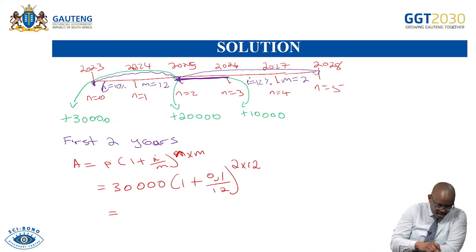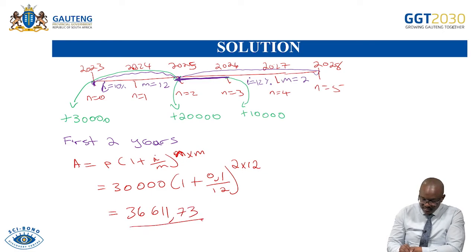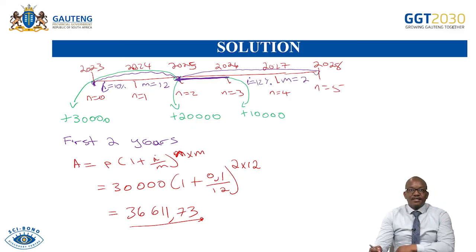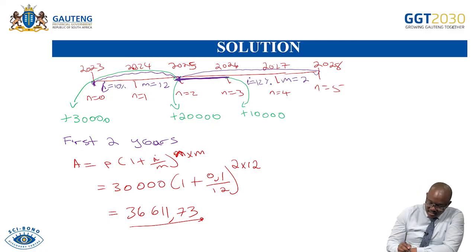So now if you say your 30,000 into 1 plus 0.1 divided by 12 to the power of 2 multiplied by 12, you're going to get 36,611 rand 73. That is the amount that you get at the end of the second year. It means at the end of the second year, that is the amount that we get.